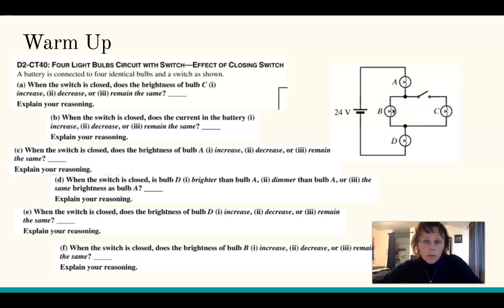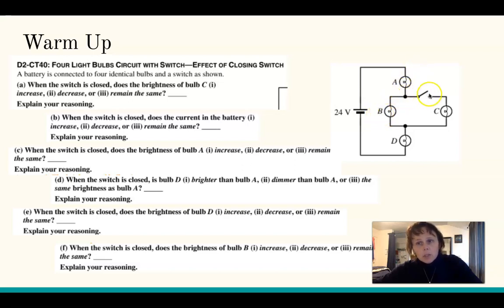So we can compare the power that goes through bulb B when the switch is open, which is the square of the current times the resistance. Remember, in the open switch scenario, the current that goes through this is 24 divided by 3, which is 8 amps. So 8 squared, 64, times R is going to be 64 watts.